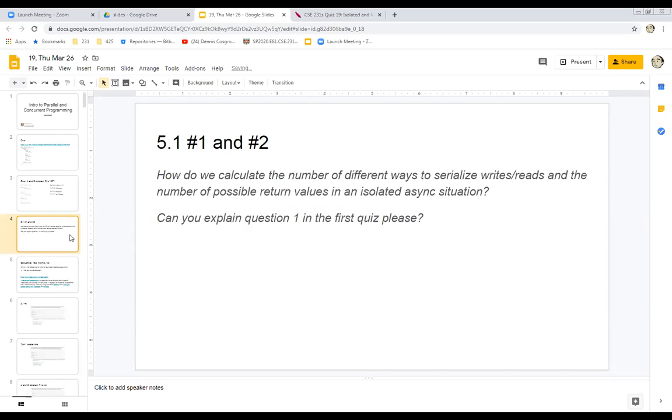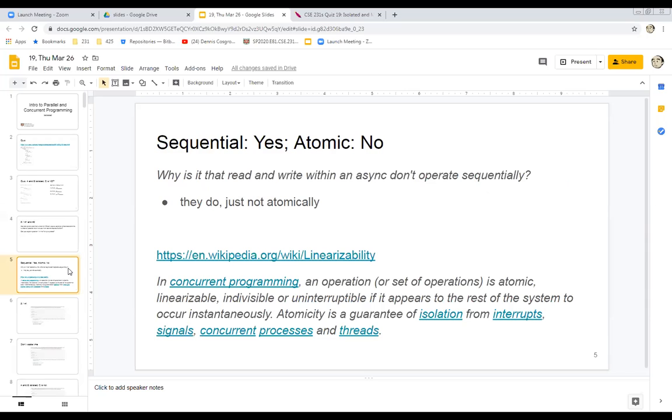And so the next question is much harder. How do we calculate the number of different ways to serialize the reads and writes? This is a Q&A question. Like, can you please explain this to me? A number of people ask that. Another quick question is, why is it that the read and write within async don't operate sequentially? They do, just not atomically. And we'll talk about that more today and the next time.